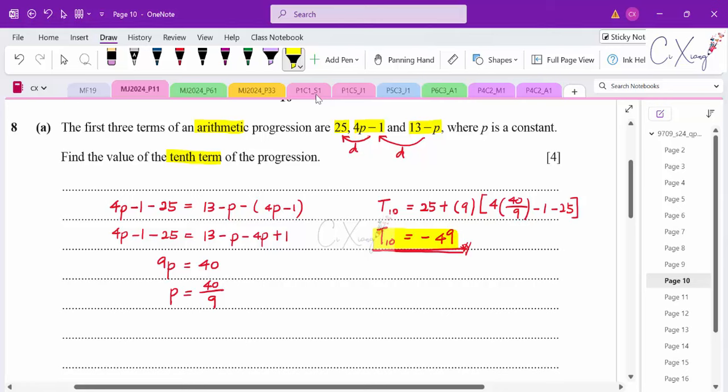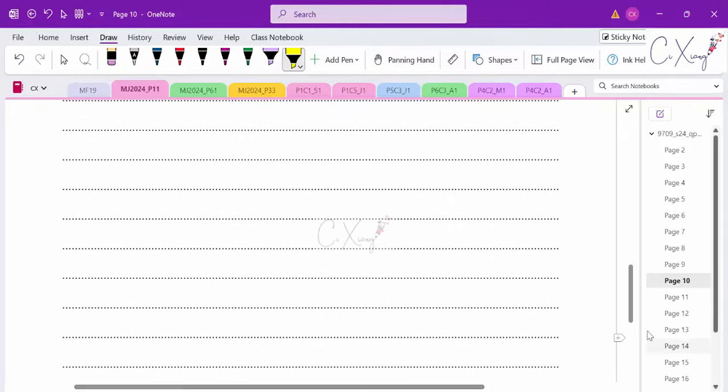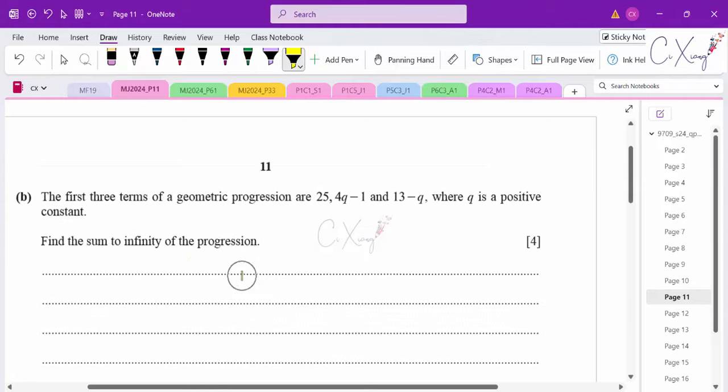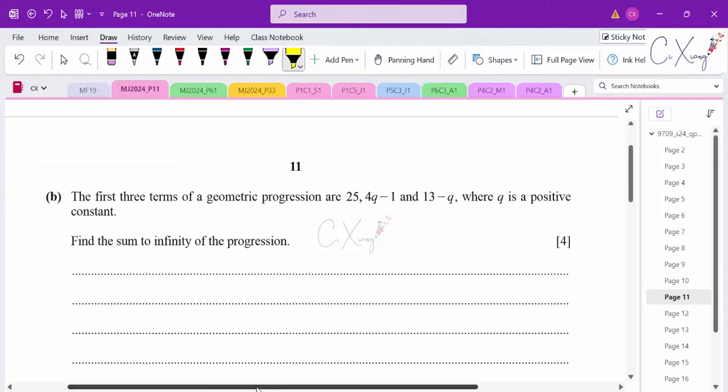Right? Then let's have a look at part B. Okay, for part B, what do we have? Now we have the first three terms of a geometric progression shown like this, and Q is a positive constant. Find the sum to infinity of the progression.